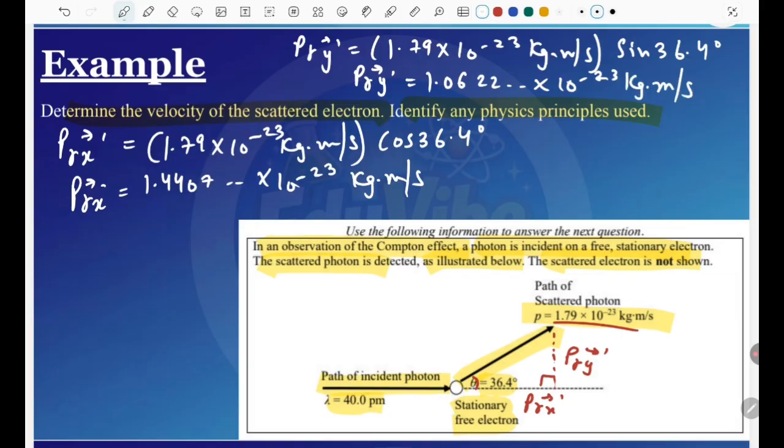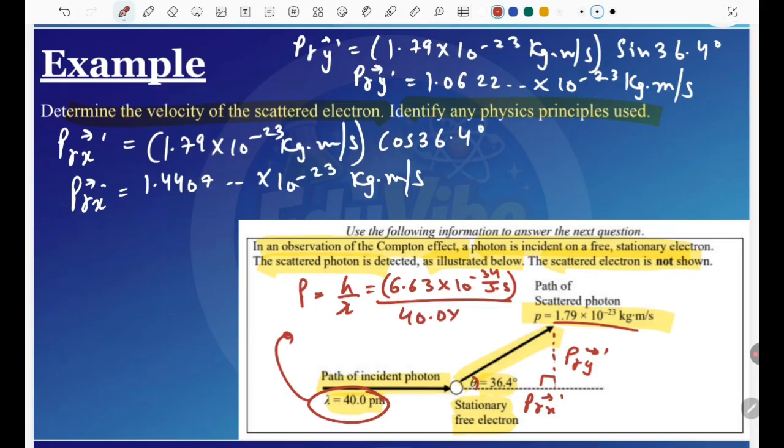We use these two things in that question, but we have a momentum for the scattered photon, and we don't have the momentum for the incident photon. We have a wavelength, so we have to get everything in terms of momentum. To find momentum 2, we use the formula with 6.63 times 10 raised to minus 34 joule seconds divided by the wavelength, 40.0 times 10 raised to minus 12. When you solve this, you get about 1.6575 times 10 raised to power minus 23 kg meter per second. Now we are ready to do the individual x component and y component to find our resultant vector.